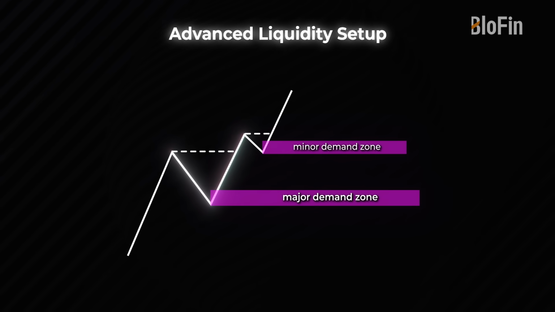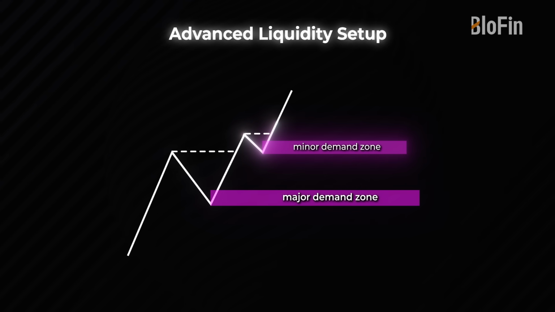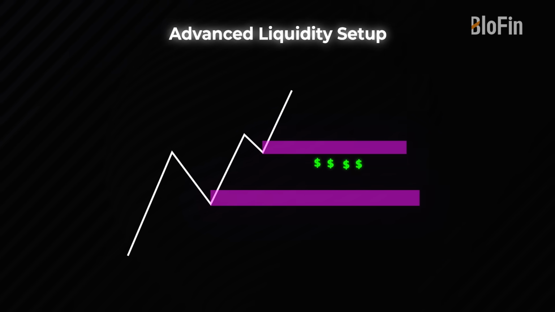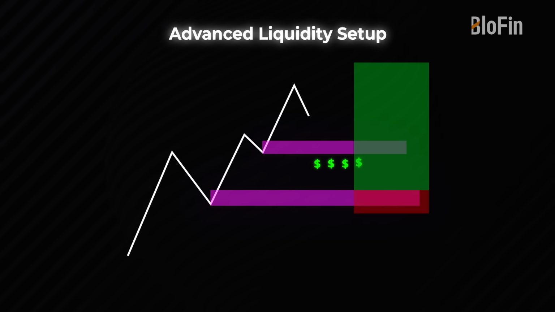If the break came from a large, obvious price swing, it's a major zone. If it came from a small, short-term move, it's a minor zone. For this strategy, the ideal setup is when we have a minor demand zone sitting just above a major demand zone. That minor zone becomes our liquidity level, and we look to enter a long trade once price sweeps the liquidity off that minor zone and bounces off the major zone right below it.